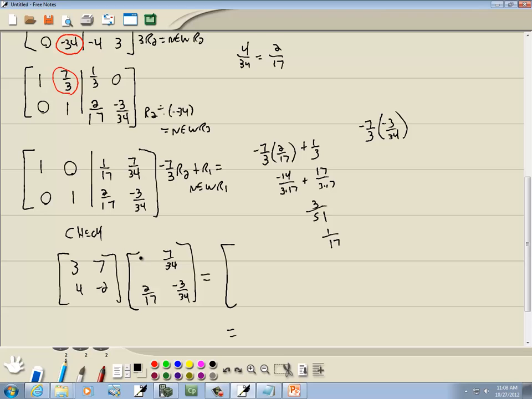Okay, so this is 1/17. So that's 3/17 plus 14/17, 17/17, 1. Okay, that works. This is 21/34. That's minus 21/34. That's 0. That works. 4/17 minus 4/17 is 0. That works. 28/34. 28/34 plus 6/34 is 34 over 34, which is 1.